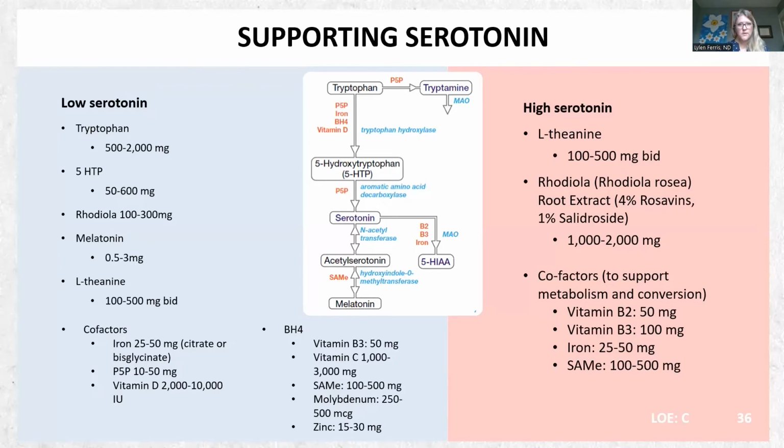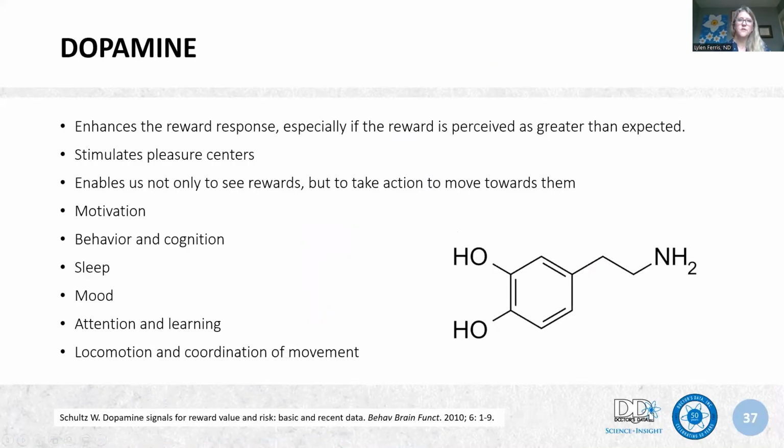So as we move through this lecture, I'll have a treatment slide for every neurotransmitter we discuss. You can see treatment ideas for treating low levels on the left and high levels on the right. So these are here for your reference. So let's move on to dopamine.